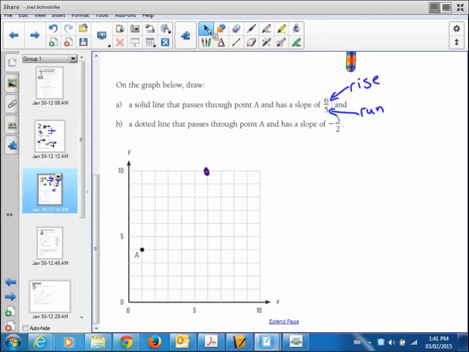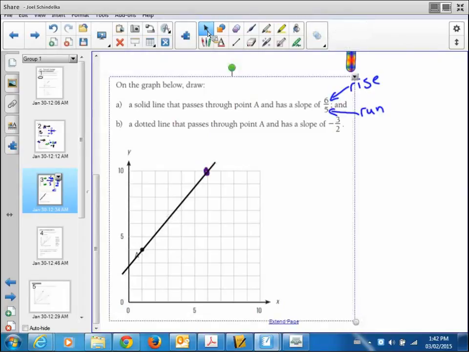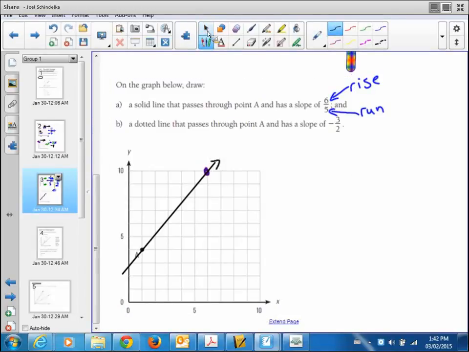Now I'm going to join them with, it says, a solid line. So I'm going to go to my lines, and I'll use a solid line. So there you go. It said it passed through, so it can go backwards just fine. If you're a real crackerjack, you put little arrows at the end. Say it goes forever.